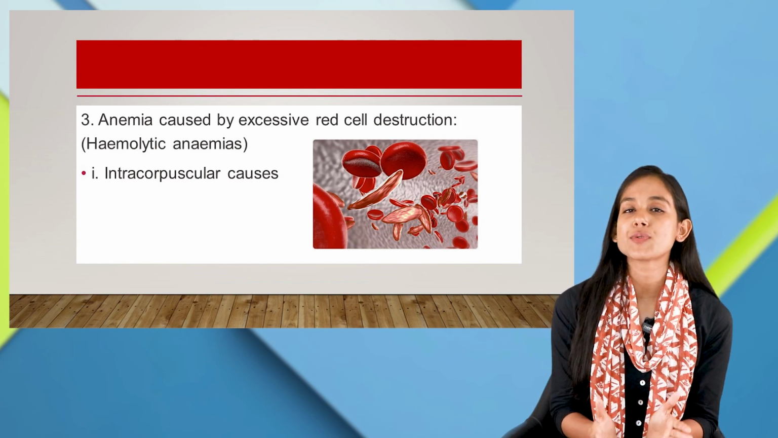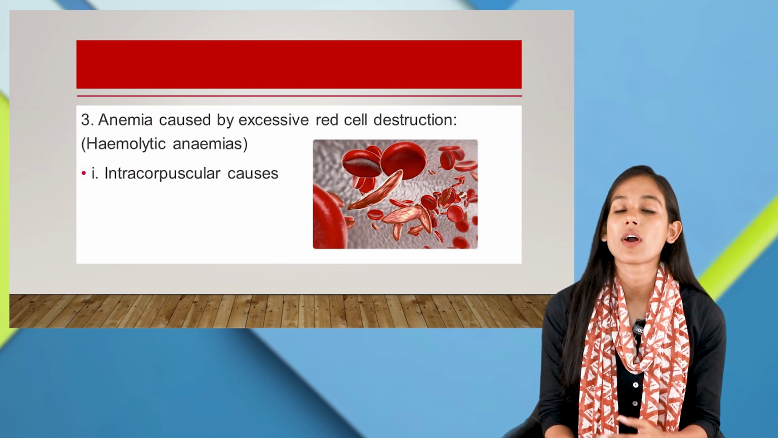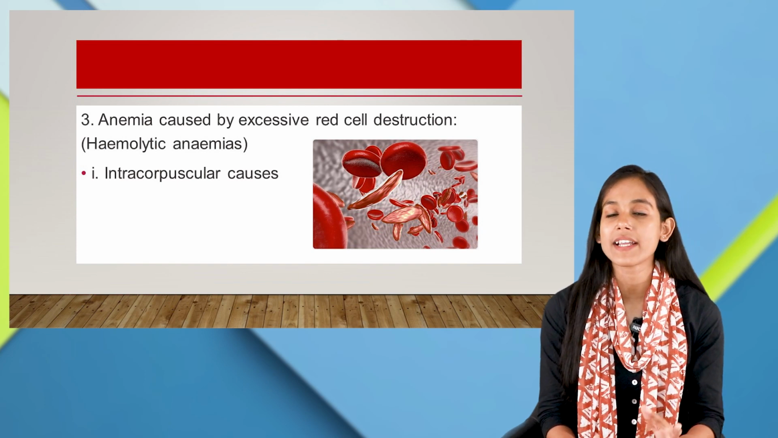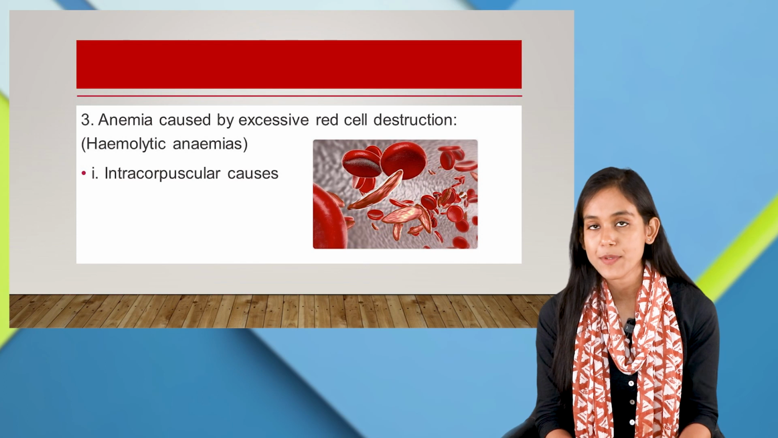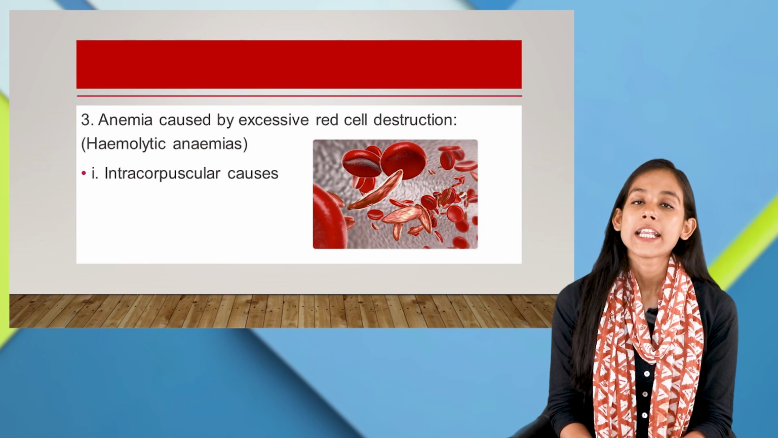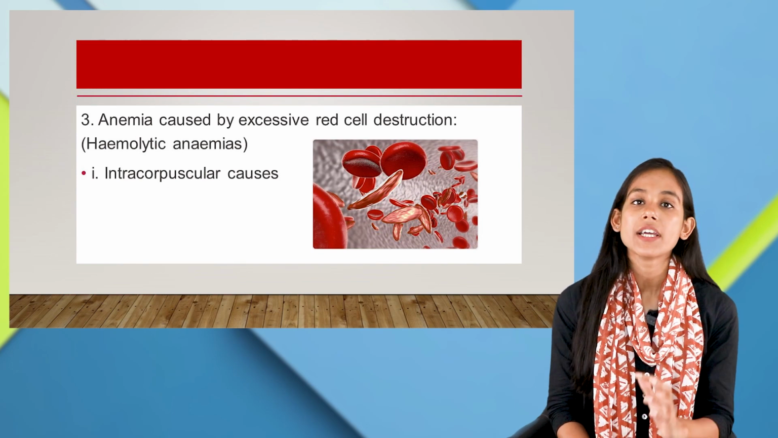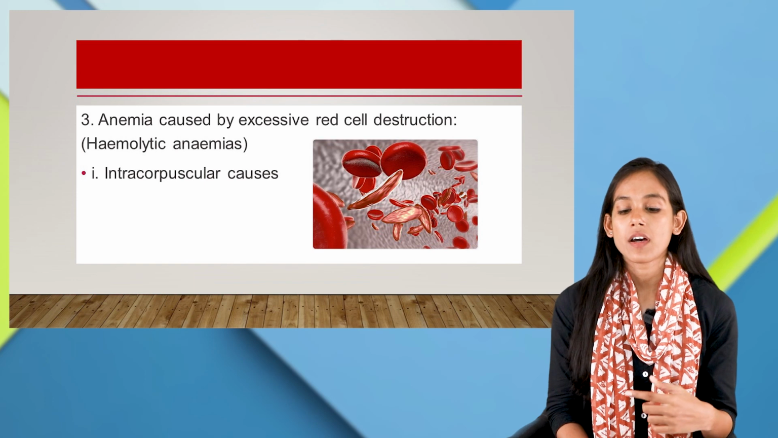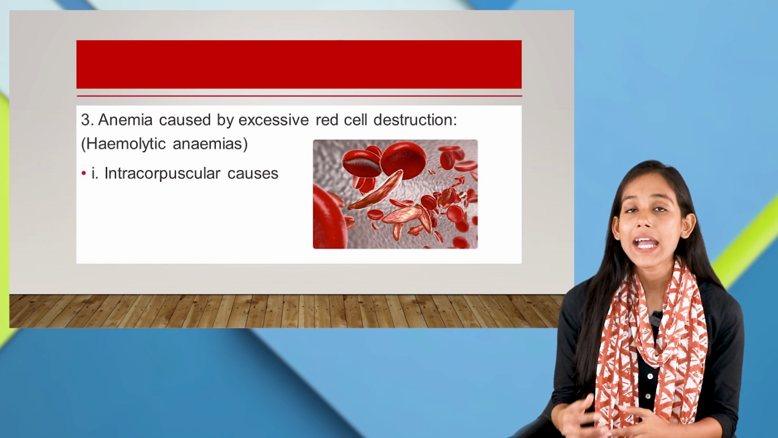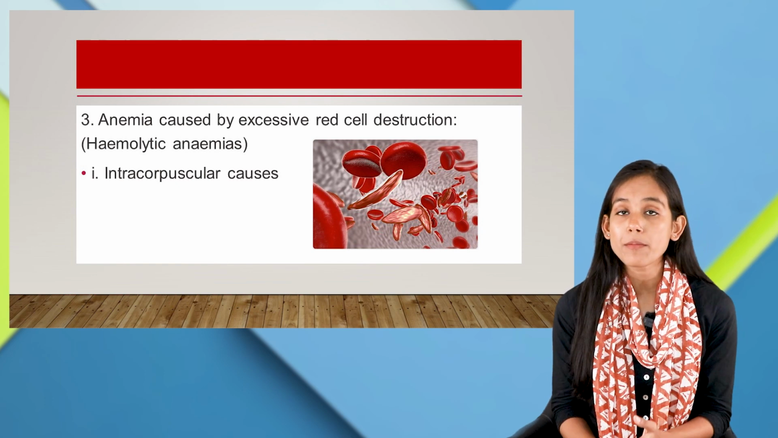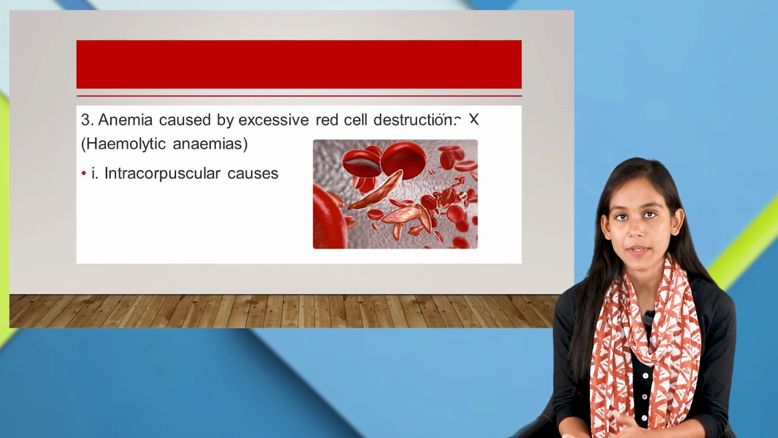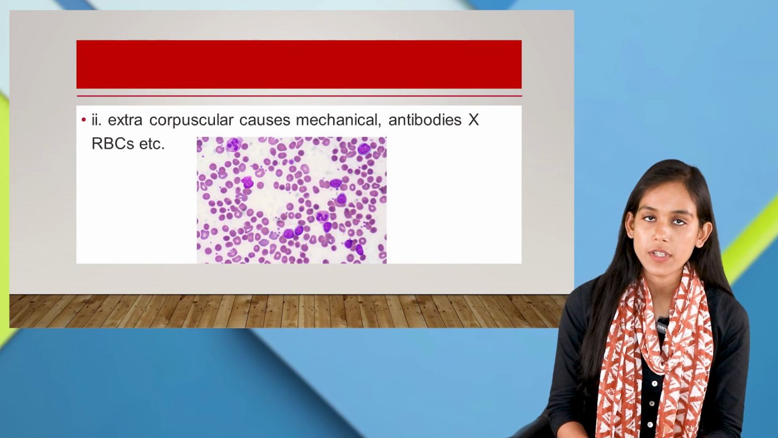Now the next one is anemia caused by excessive red cell destruction. When there is anemia due to excessive red cell destruction, we call it hemolytic anemias. In hemolytic anemias we basically have two types: intracorpuscular cause and extracorpuscular cause. In intracorpuscular causes, there might be two things. The first might be decreased production of hemoglobin, which we call thalassemia, and second, abnormal production of hemoglobin, which we call sickle cell anemia. And then there are extracorpuscular causes.